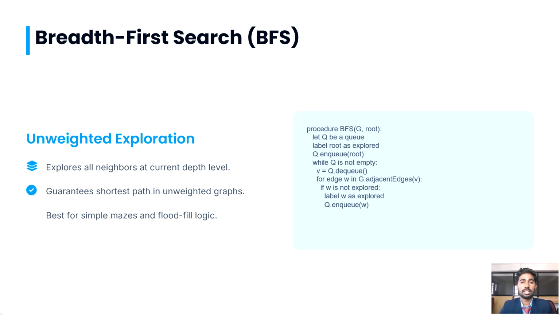Now we will look at some algorithms that help the AI find the best path in a graph. The first algorithm is breadth first search or BFS. Breadth first search checks all nearby paths first. It explores the map step by step. This method helps to find the shortest path in a simple map.